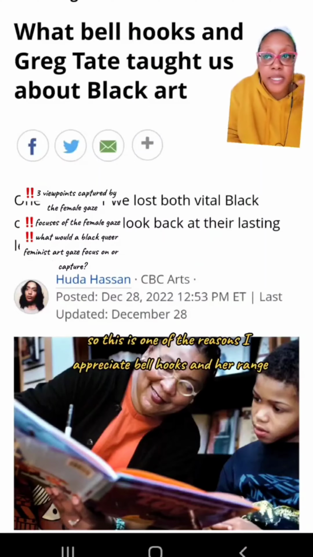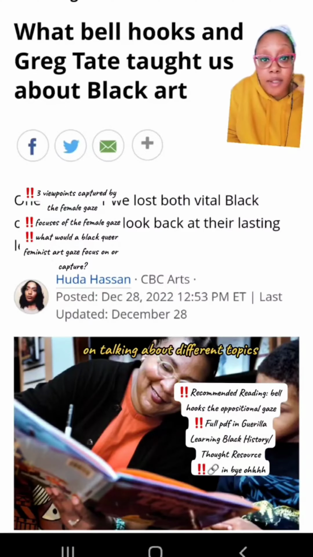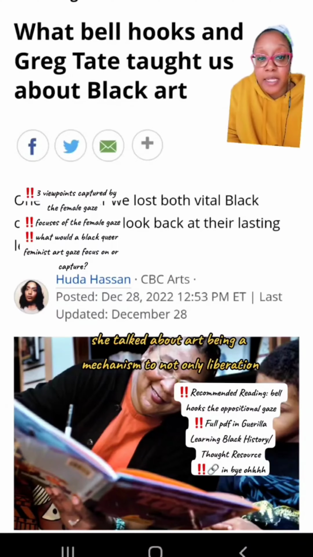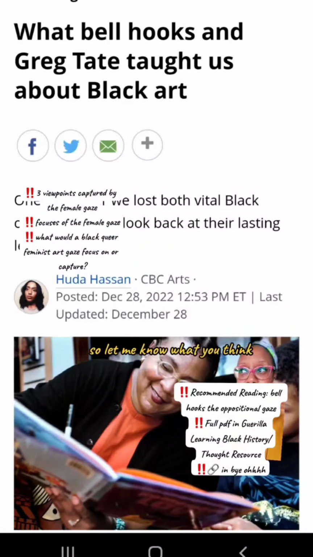So this is one of the reasons that I appreciate bell hooks and her range on talking about different topics. She talked about art being a mechanism to not only liberation, but clearly also to highlight different systemic and institutional issues.